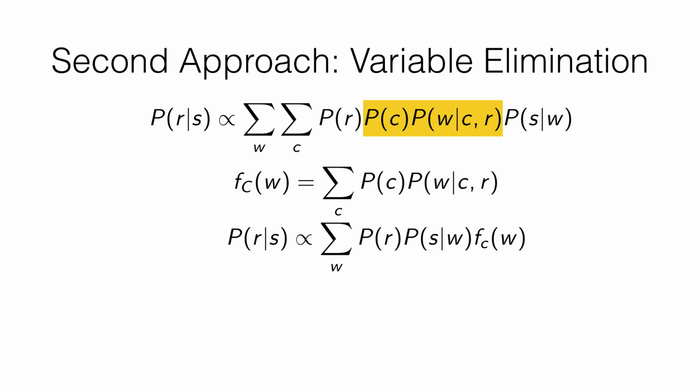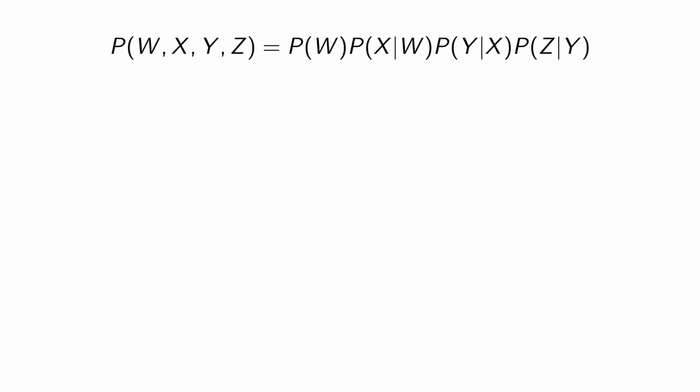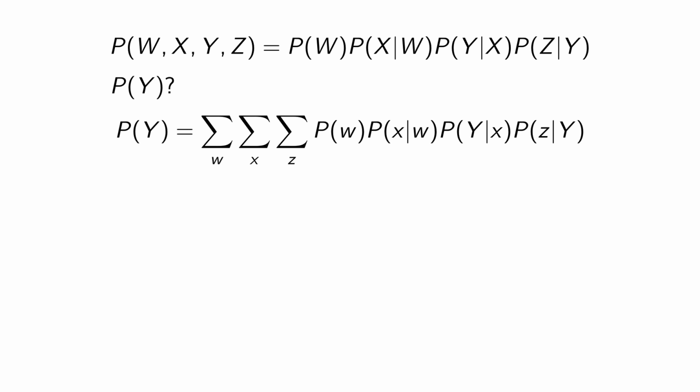So let's run through a more general example. Here we have a probability distribution over 4 variables, W, X, Y, and Z. And let's say we're trying to find the probability of Y. The brute force way, or the full way of writing this, is that you're going to sum over all of the variables that are not in our target probability. So we're going to sum over W, X, and Z.